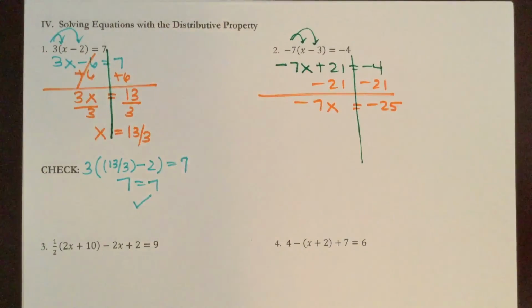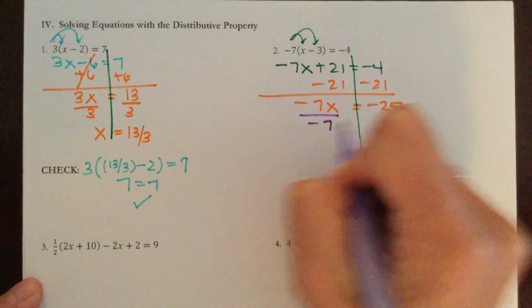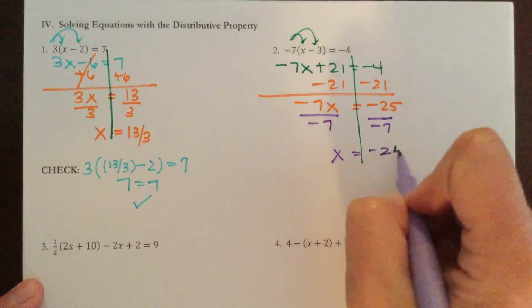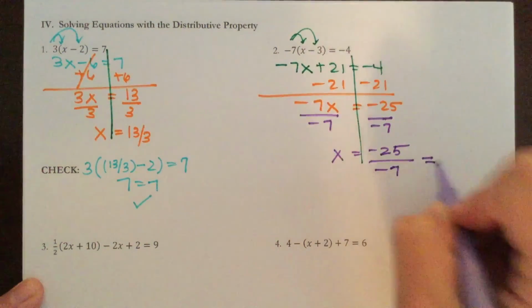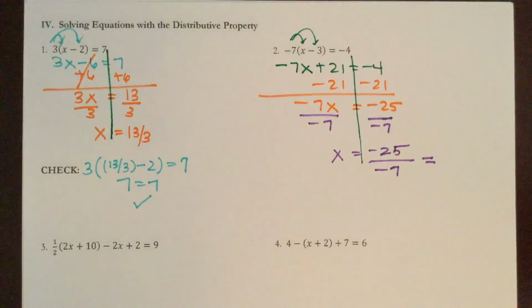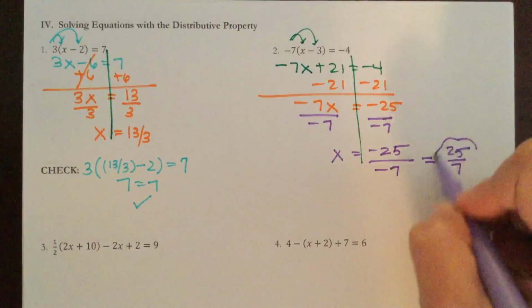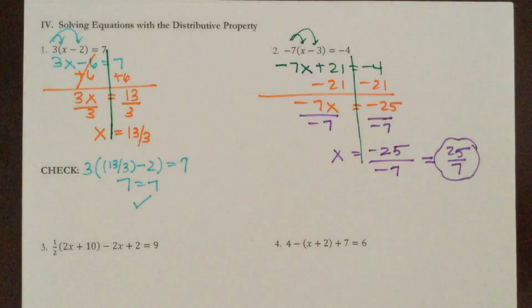After addition and subtraction comes multiplication and division. Dividing both sides by -7, we find that x is equal to -25 over -7. Remember, a negative divided by a negative becomes a positive. And so to completely simplify our answer, we would have positive 25 over 7.